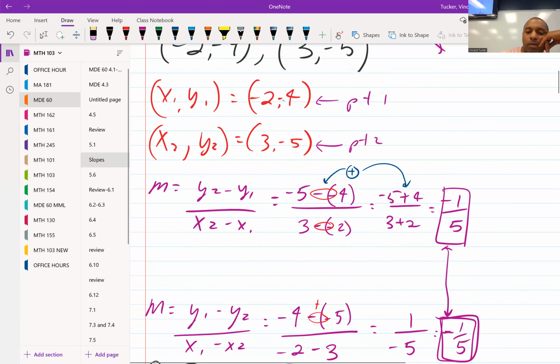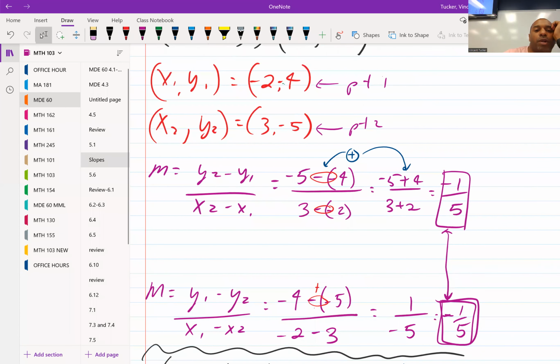All right. So now going the other way, just wanted to show once again that you can do y1 minus y2 over x1 minus x2. Just be consistent in how you're starting off. Y1 first, x1 first. And so that'd be -4 minus 5 over -2 minus 3. And that'll ultimately give us 1 over -5. And that is the same thing as -1/5.